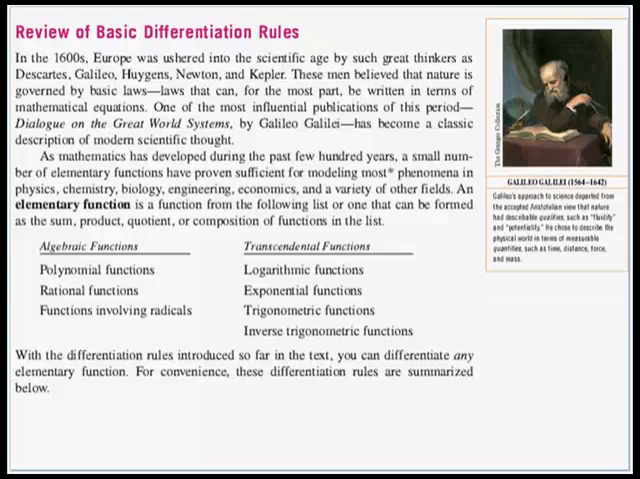So just to review here the rules, in the 1600s, Europe was ushered into the scientific age by such great thinkers as Descartes, Galileo, Huygens, Newton, and Kepler. These men believed that nature is governed by basic laws, laws that can, for the most part, be written in terms of mathematical equations. One of the most influential publications of the period, Dialogue on the Great World Systems by Galileo Galilei, has become a classic description of modern scientific thought.